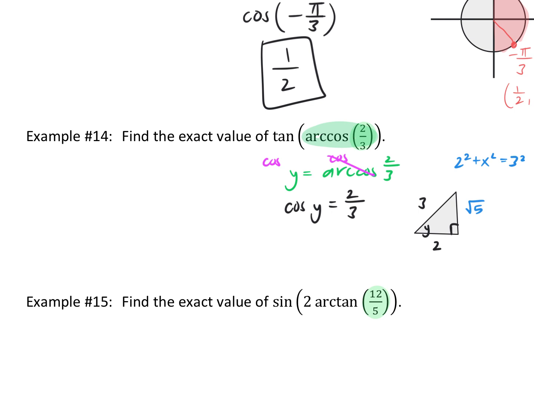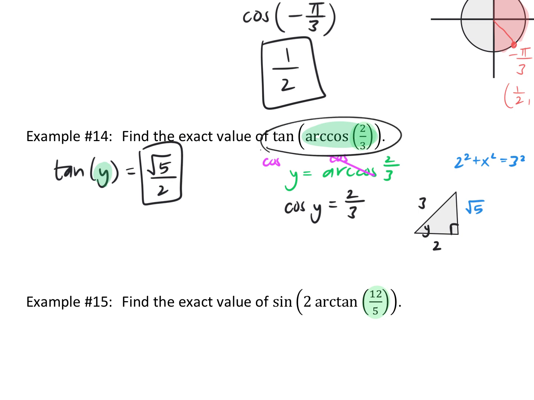So then what we actually have is tangent of that y piece, right? This y is what we just evaluated while using our triangle. And now I can just find out from this triangle what is tangent of that angle. Well, tangent is opposite over adjacent. So this answer would be square root of 5 over 2. So this entire thing right here is equal to the square root of 5 over 2.